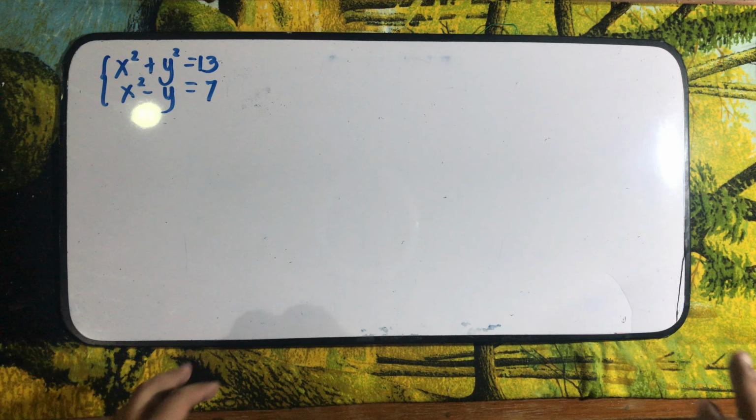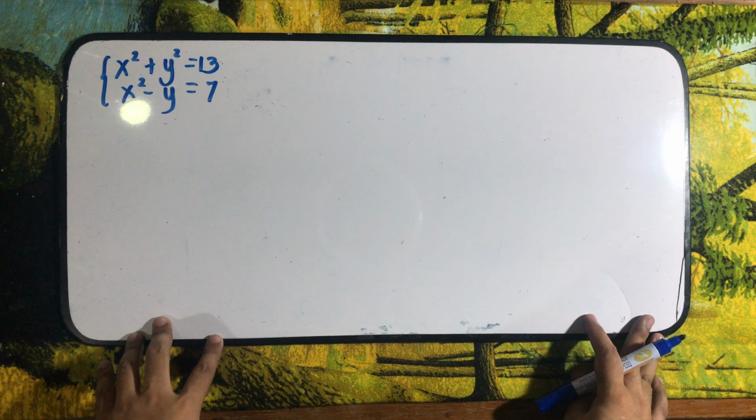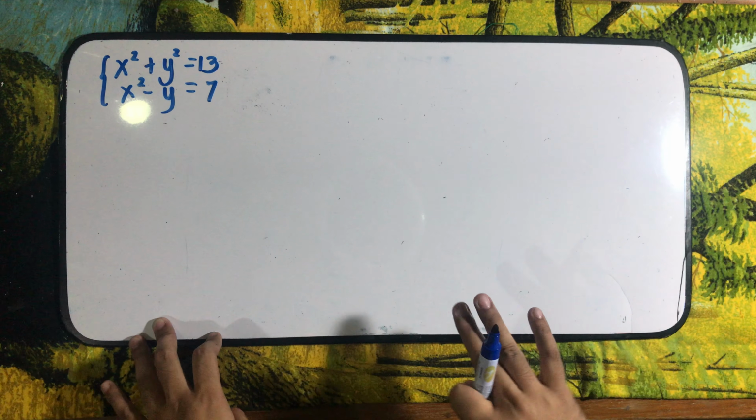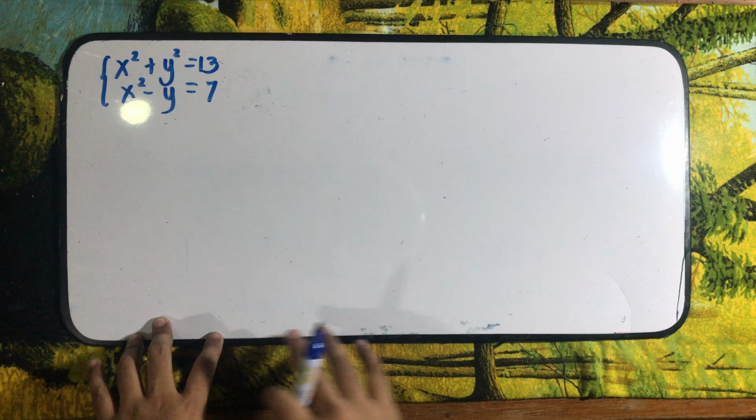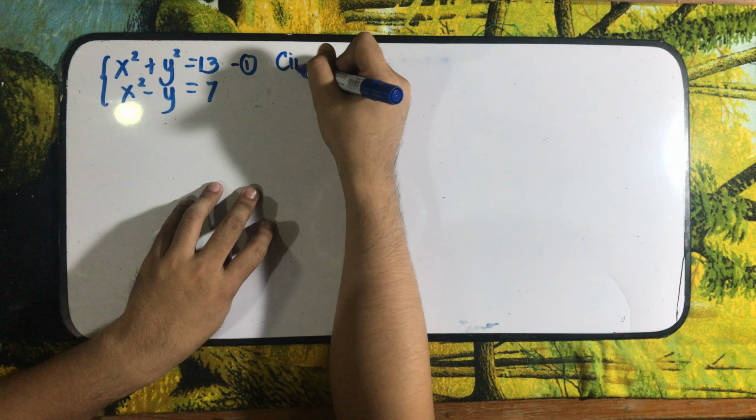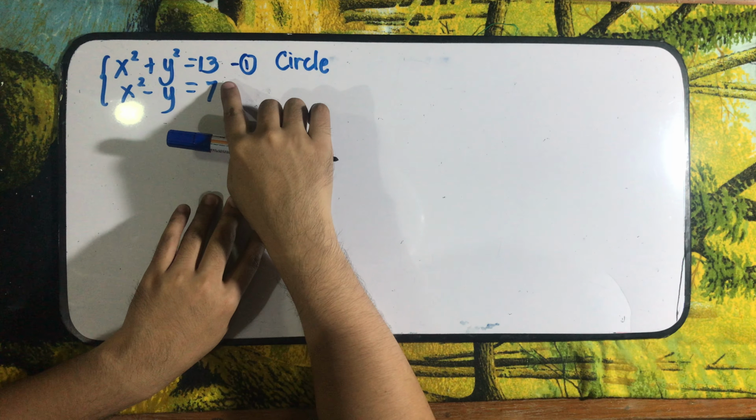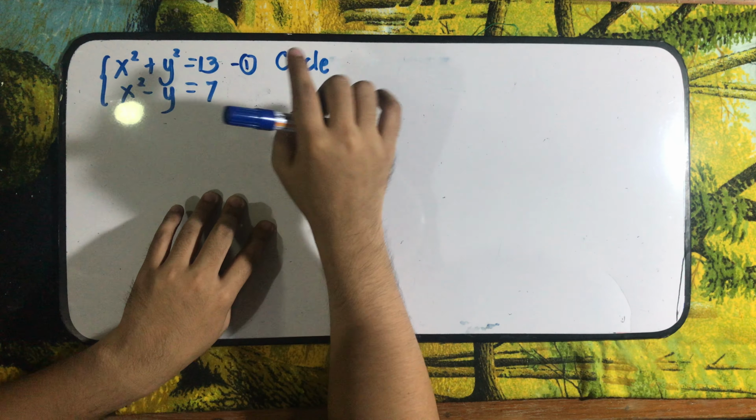So let us now try to continue our example involving systems of equations. We are given x squared plus y squared is equal to 13. This is our equation 1, and let's identify the type of conic section. It is a circle with center located at the origin and with radius equal to square root of 13 units.